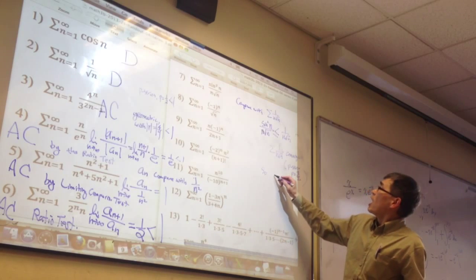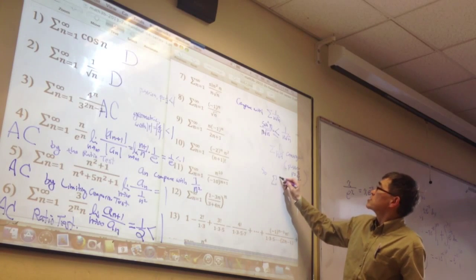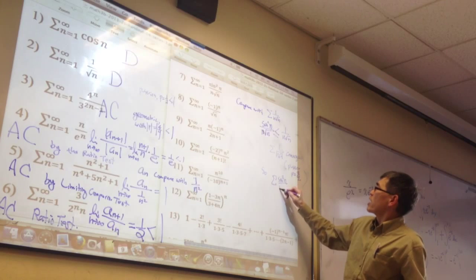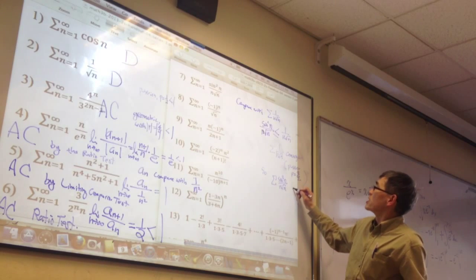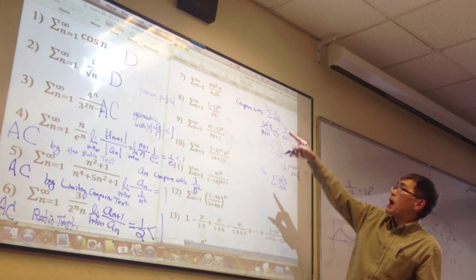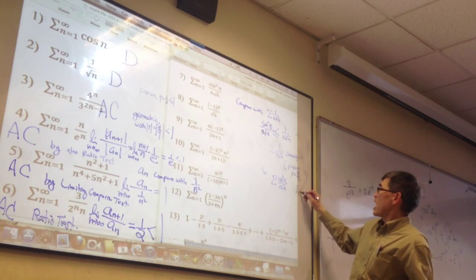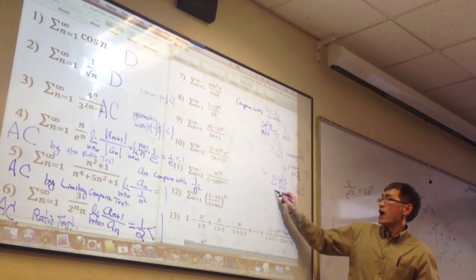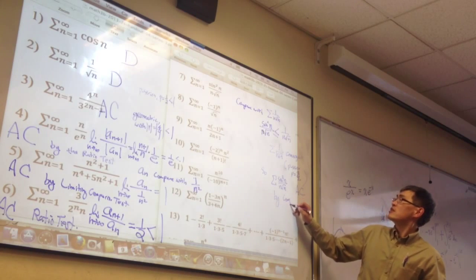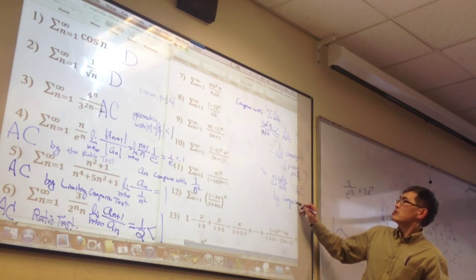So the summation of sine square n over n root n also what? Converges. It's a positive series anyway. Is that right? So that convergence is what? Absolute convergence, by what? Comparison test.